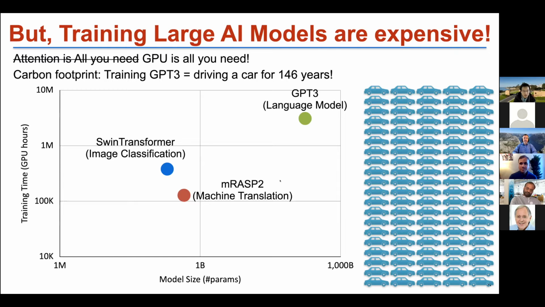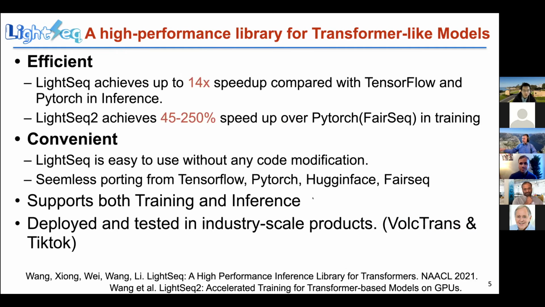If you compare the energy needed to train the model, it's equivalent to driving a common passenger car for 146 years. So that's a lot of energy consumption. Of course, that's very expensive, and at a university it's very difficult to do that as well. So one of my focuses is to develop a high performance library for this specific family of transformer models.